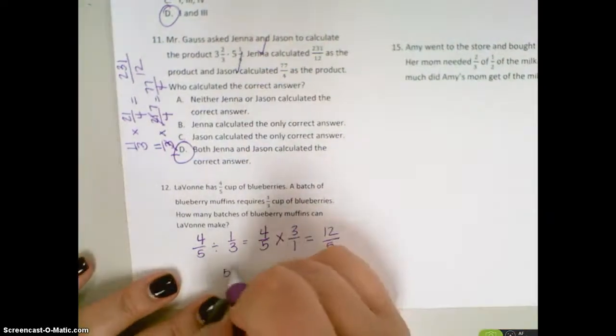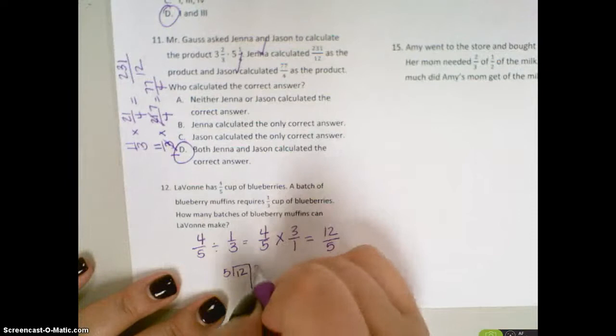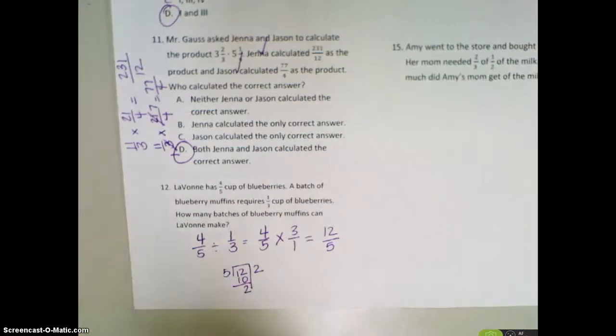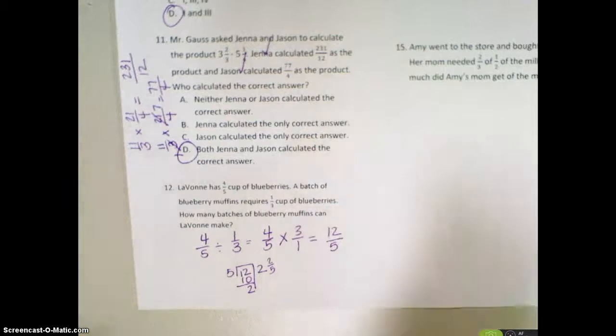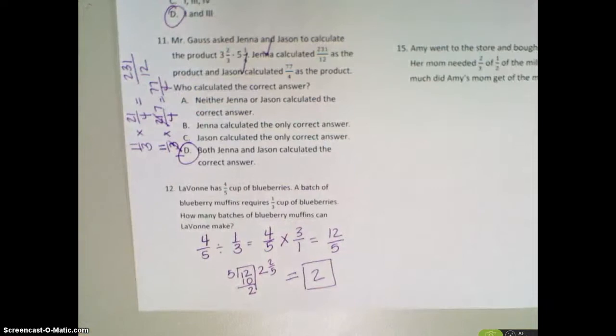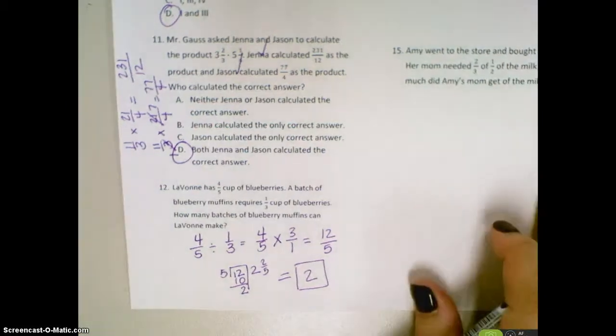and 5 goes into 12 twice. I'm going to have a remainder of 2. So if I were just dividing my fraction, this would be 2 and 2/5. But because we're talking about batches of muffins, she could make 2 complete batches of muffins, because I'm not going to make 2/5 of a batch. So 2 complete batches.